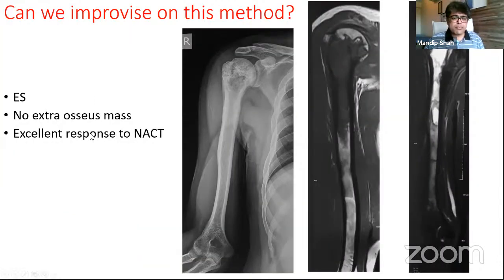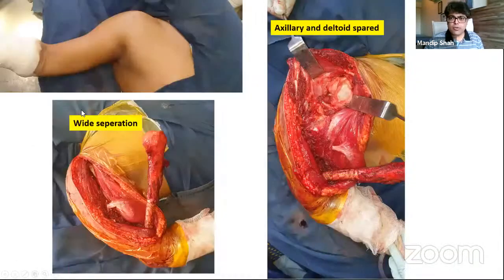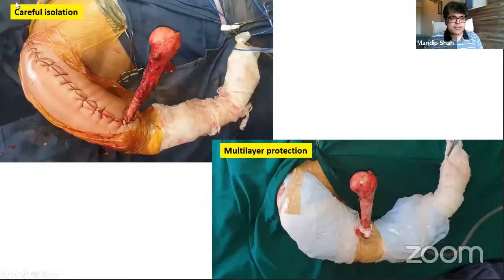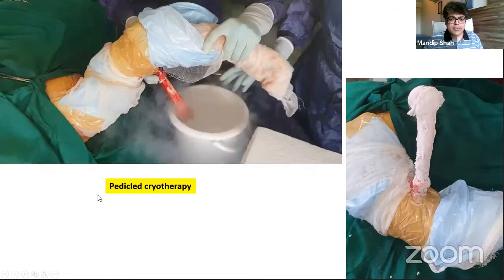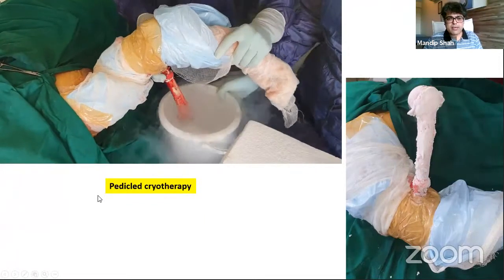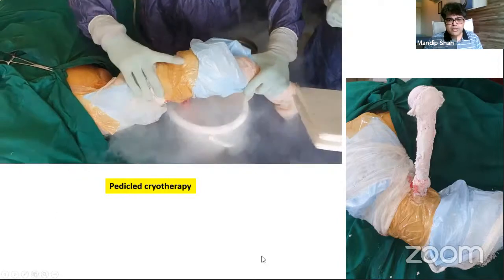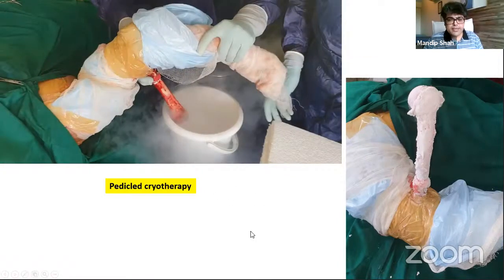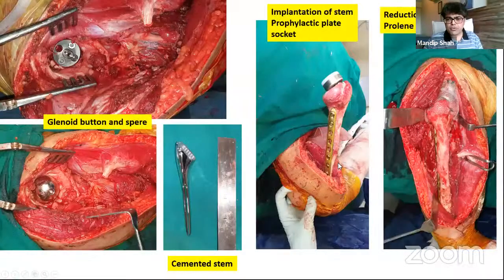And to improvise on this technique for shorter resection lengths, now we have started to do pedicled cryotherapy rather than extracorporeal radiotherapy, which avoids osteotomy. Now this is one case where the resection length was 13, 14 centimeters. This is how the bone was lifted off. We did a multi-layer careful isolation of the whole thing, and then dipped it into liquid nitrogen without making the osteotomy, the standard pedicle cryotherapy, and then did the reverse shoulder type of prosthesis.